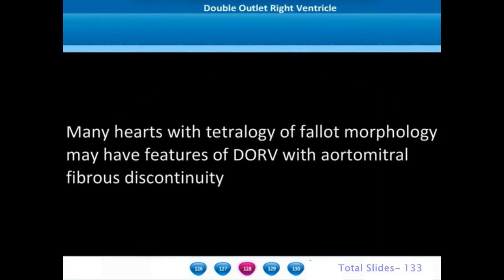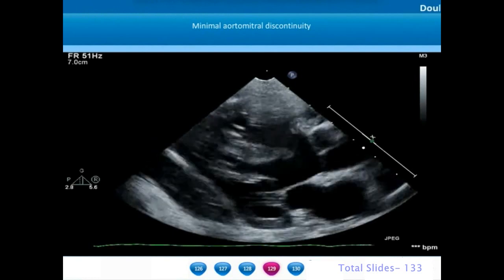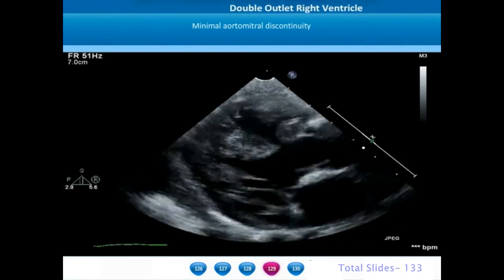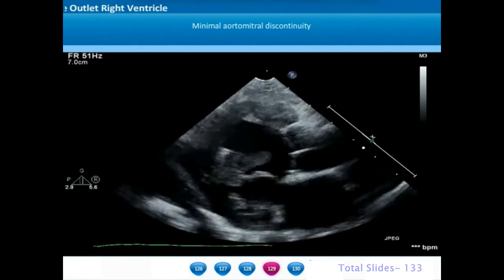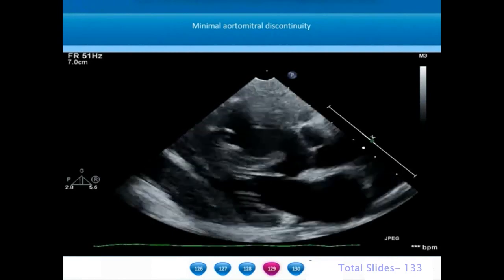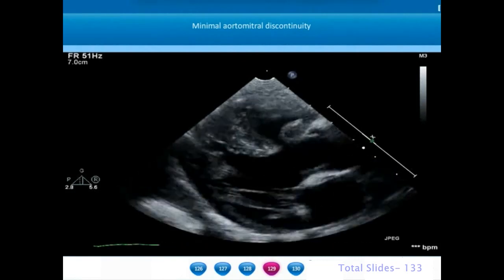Many hearts with tetralogy of Fallot morphology may have features of double outlet right ventricle and manifest aortomitral and pulmonary mitral fibrous discontinuity. A parasternal long axis view of a patient who had clinical features of tetralogy of Fallot, we can appreciate a small aortomitral fibrous discontinuity, a thick subaortic conus that is separating the aortic annulus from the anterior mitral annulus. So this will be called as a double outlet right ventricle.